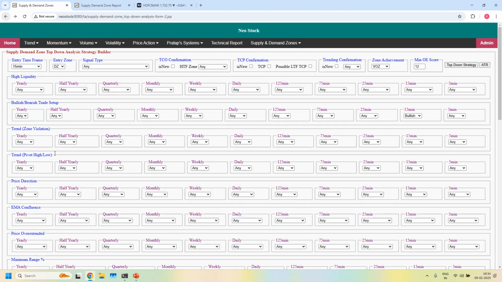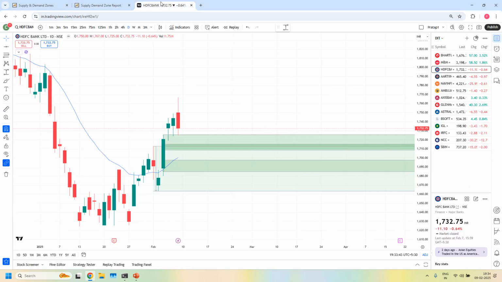So go to the EMA confluence, go to the daily time frame. Now I am enabling the filter: daily demand zone having daily EMA confluence. Now will all the 3 be listed? Yes, because we verified all 3 daily zones are having the daily EMA.